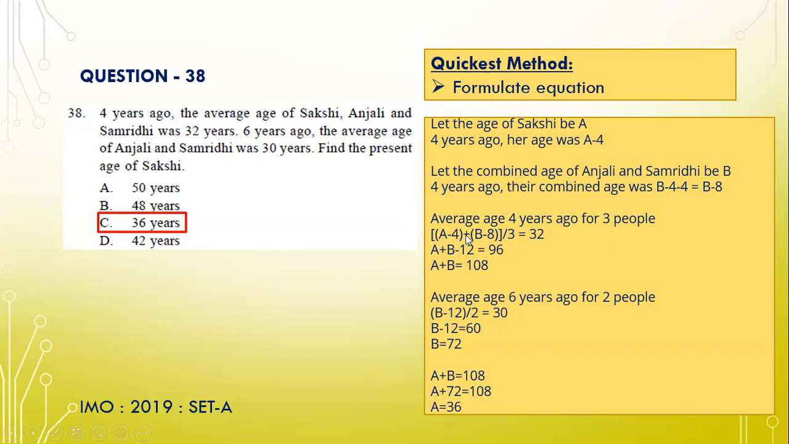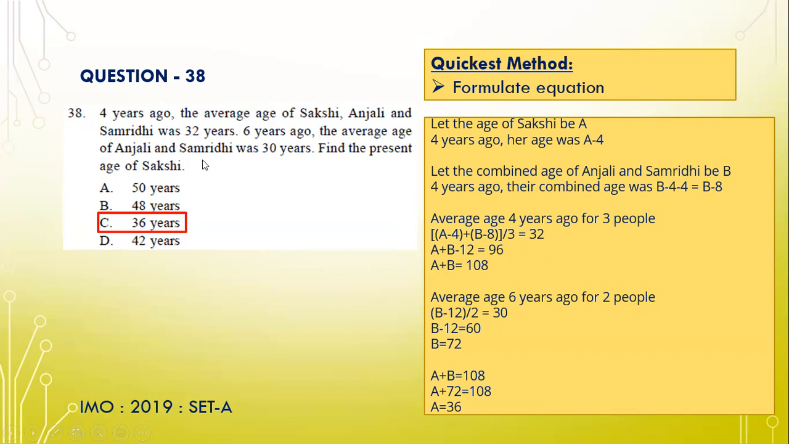So it will be a plus b minus 4 minus 8, which is minus 12, equal to 32 into 3, which is 96. So a plus b minus 12 is equal to 96, and a plus b is 108. Okay, this is the first equation.